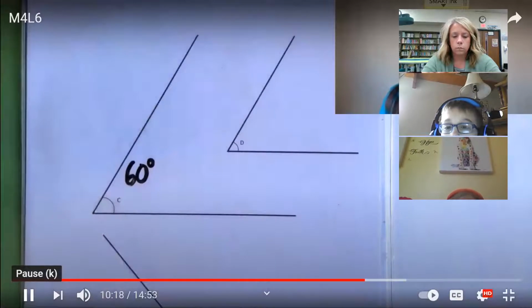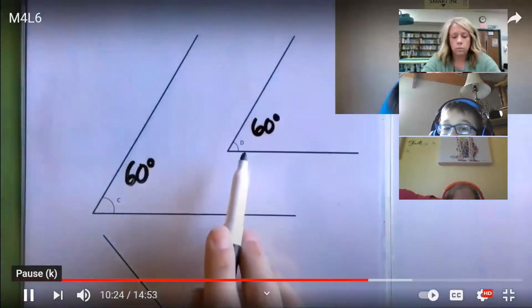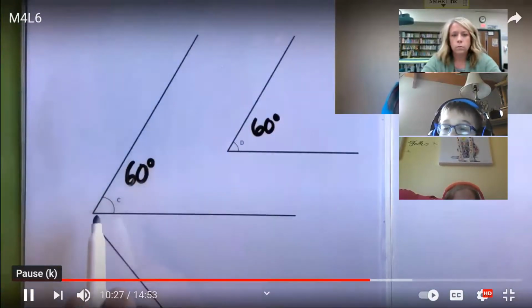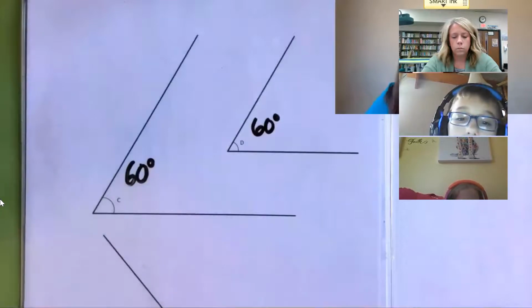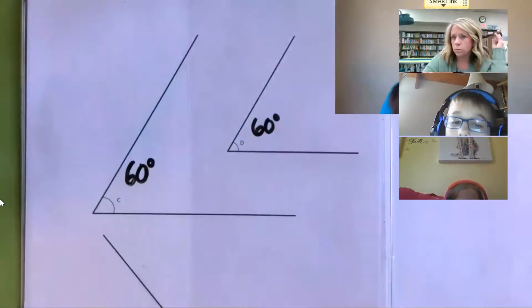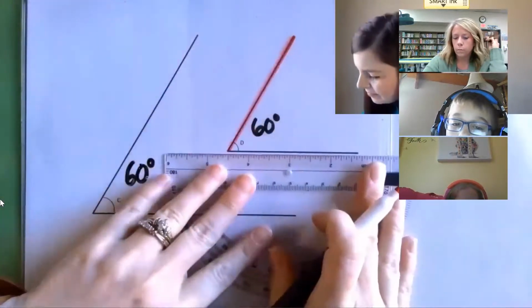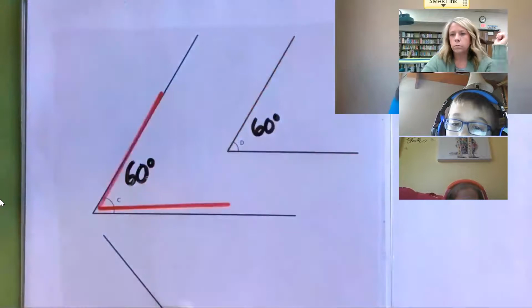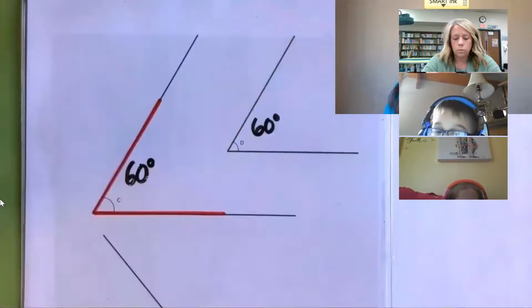So what's the angle measure of angle D? It's 60 degrees. Wow, the angle measure for angle D is equal to angle C. The arc lengths are different, but the degrees are the same. So what do you think would happen if we put the angles on top of each other? Let's try it. I'm going to take this page protector and I'm going to trace over angle D and then put it on top of angle C. And let's see what happens. What do you notice? It matches up. The angles are the same size.